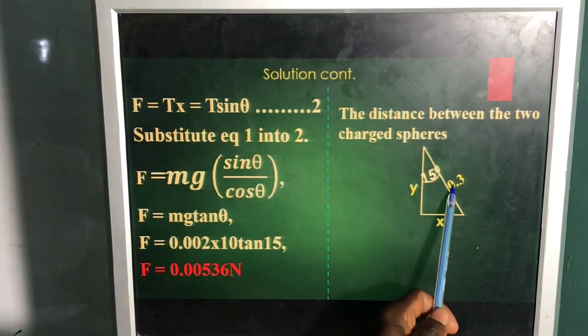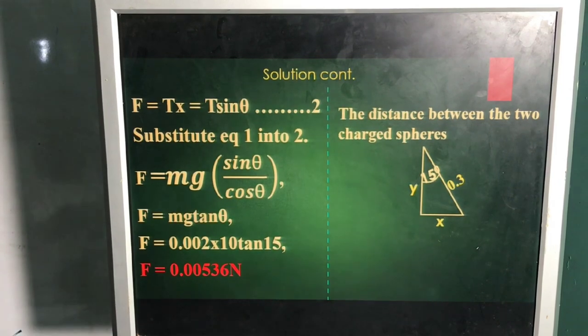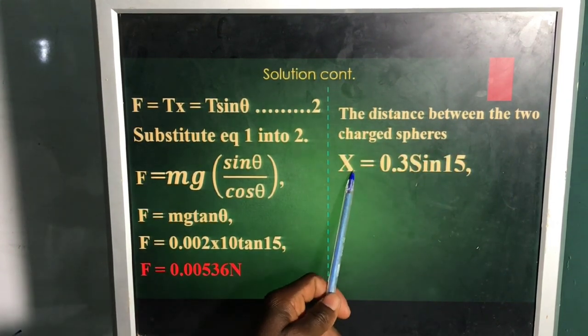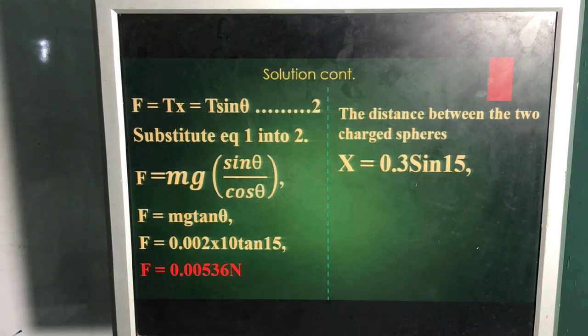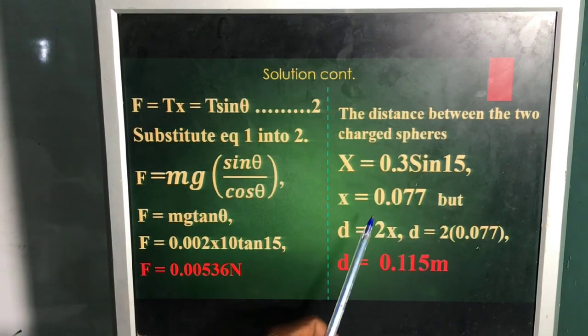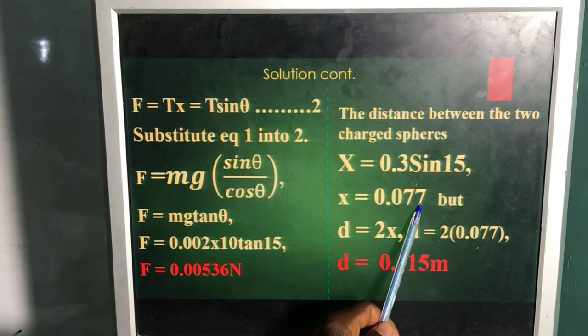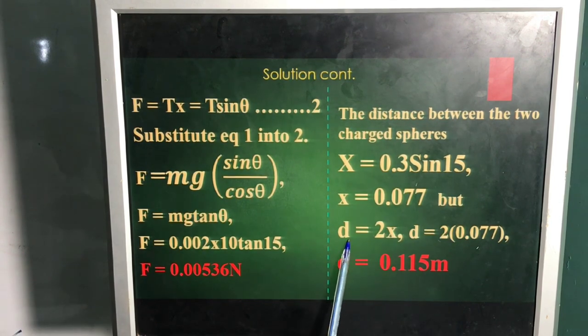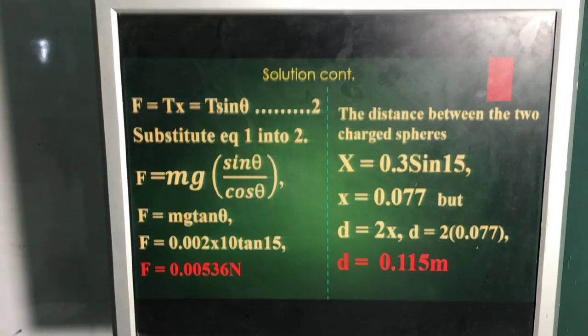So when we solve for the value of x, applying the trig ratios, we get x is equal to 0.3 sine 15. So x will give us this value. Then when we use it to find D, which is 2 times x, that will give us D is equal to 0.115 meters.